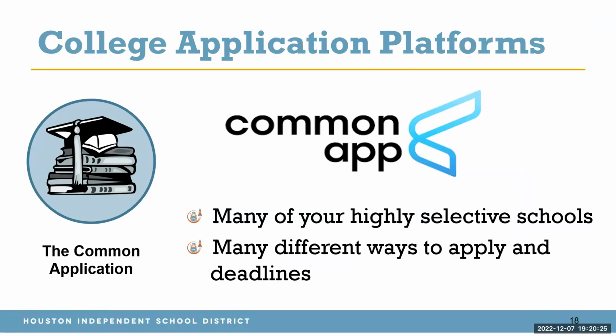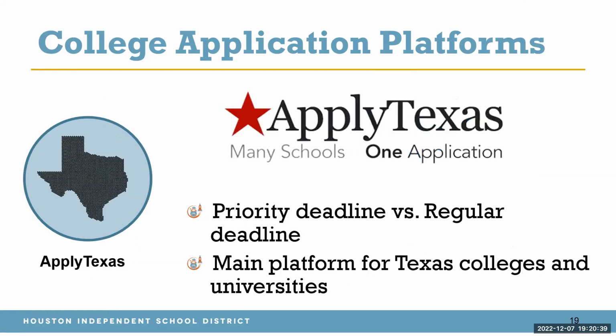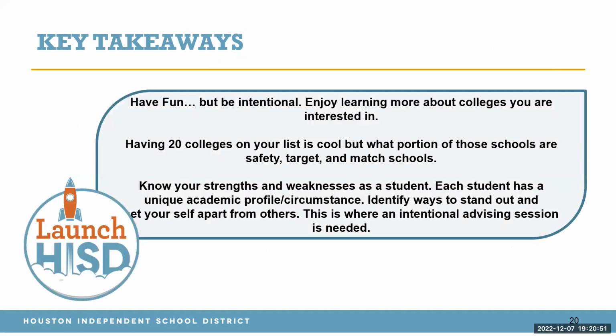And so that's why we're always telling students, you need to add your schools on Common App. You need to match your Common App accounts with your Naviance, because this is also how the counselors are sending their letters of recommendation, school reports, transcripts, and stuff like that. And then Apply Texas is easier to navigate. Students also need to add their Apply Texas schools into Naviance, but this is mainly for our Texas schools and universities. And then just some key takeaways.